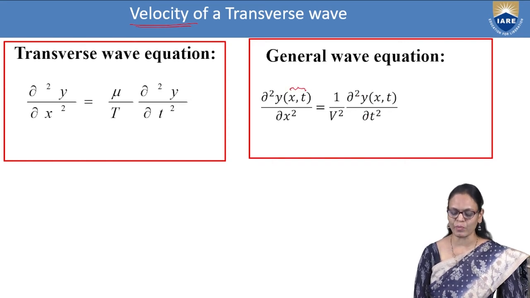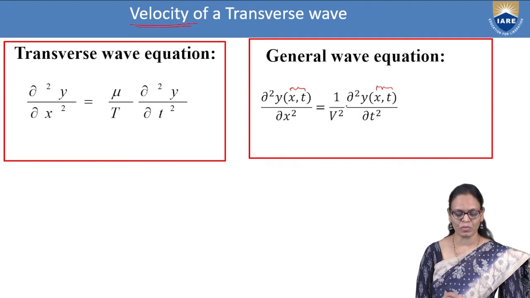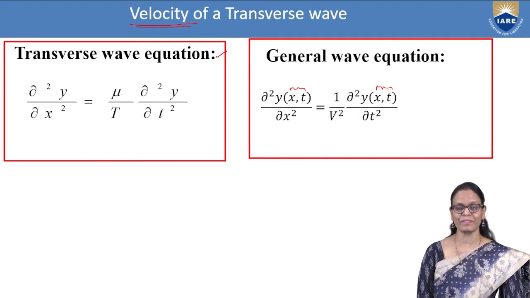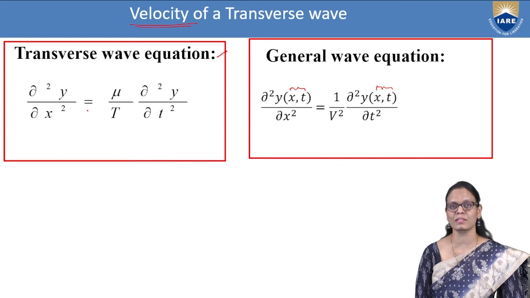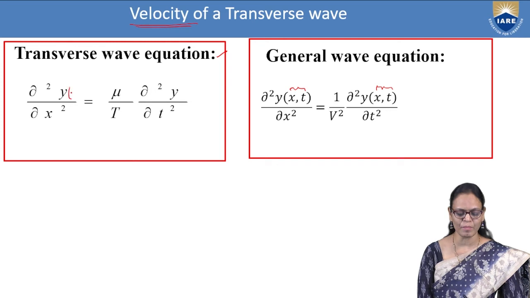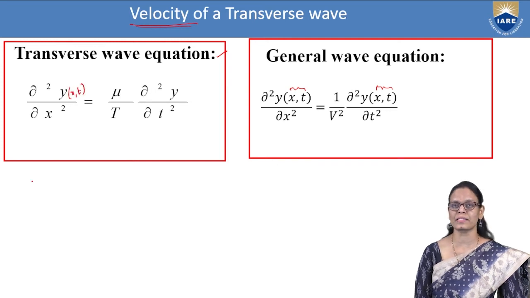Here x and t denote that y is a function of x and t because the displacement varies with time. So we have two variables. That is why I am writing it as ∂²y/∂x² is equal to 1 by v² ∂²y/∂t². What we got for a transverse wave is ∂²y/∂x² is equal to μ by T ∂²y/∂t². This is also a function of x and t, displacement and time.